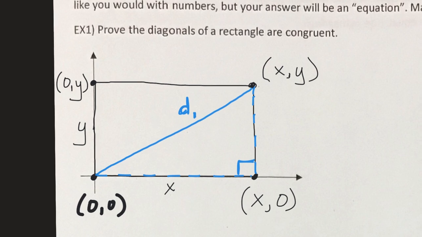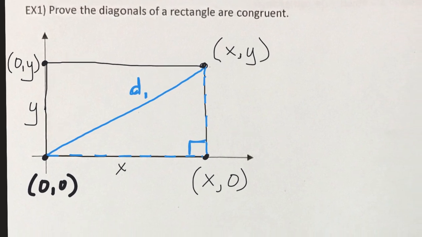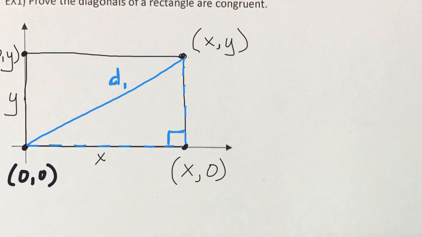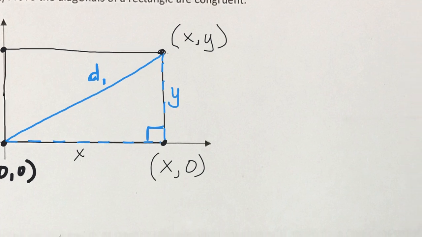And whose theorem applies in all right triangles? Pythagoras'. So that's exactly what we're going to do. We're going to set up a Pythagorean relationship, which says one of the legs, we'll call it x, squared, plus the other leg squared, which is y squared, equals the diagonal d sub 1 squared. And what we want to do is solve this equation for d sub 1. We want to isolate d sub 1.